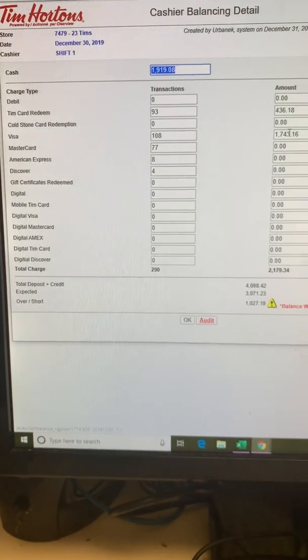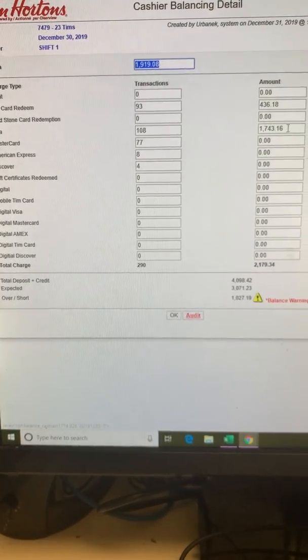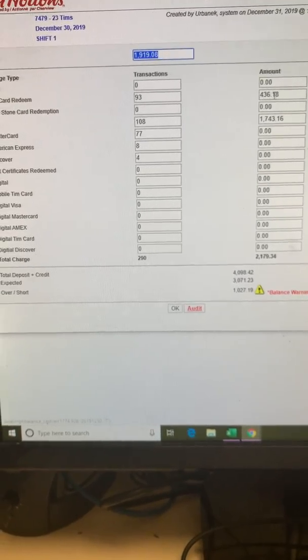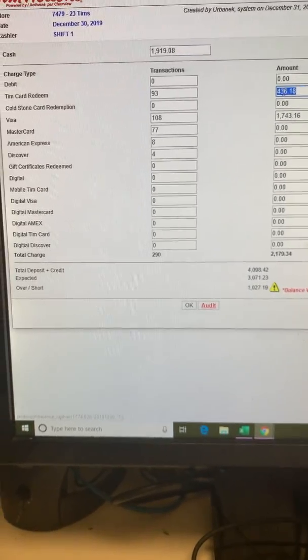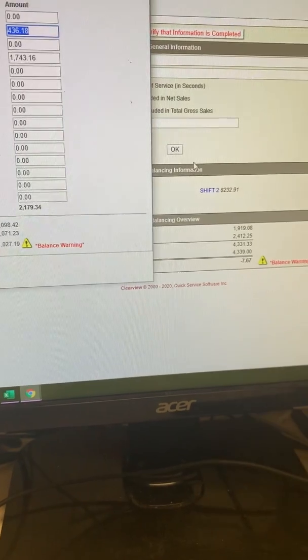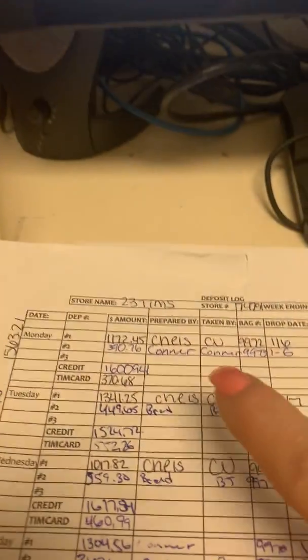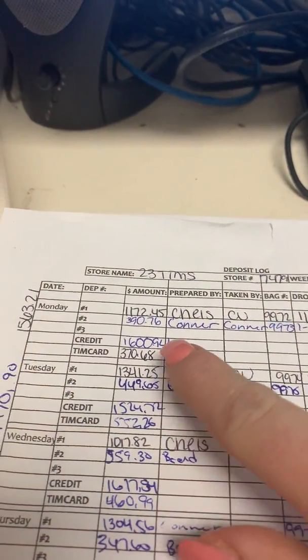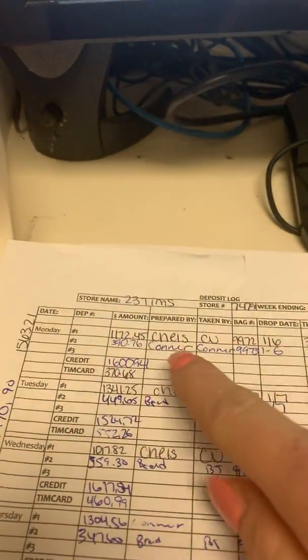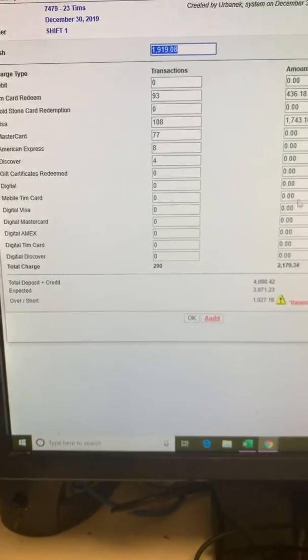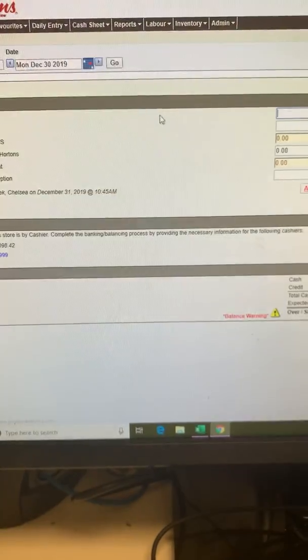I enter everything, like my credit cards, what those totaled out to be the day before, under my Visa. I didn't delete my TIM cards because this TIM card total and my shift 2 TIM card total is what I add together to put on my deposit log. Obviously, your credit card is what is under your credit card for the day. Your cash is just your 2 deposits added up, and that's what that is, and you hit OK.